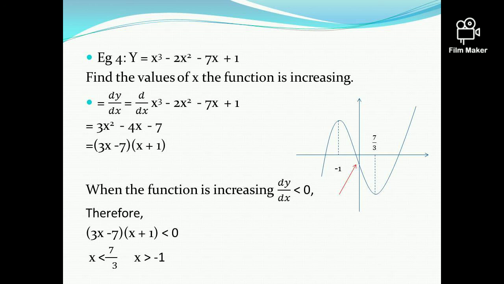From this diagram of the graph where y equals x cubed minus 2x squared minus 7x plus 1, you can simply understand that up to minus 1, the function is increasing. That means the function is going up. From minus 1 to 7 over 3, the function is moving down. That means that is a range where you obtain a negative value for dy by dx. That means that is a range where the function is decreasing. After 7 over 3, again the function is moving up. That means the function is increasing.